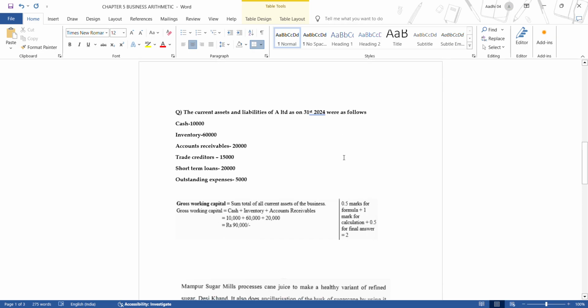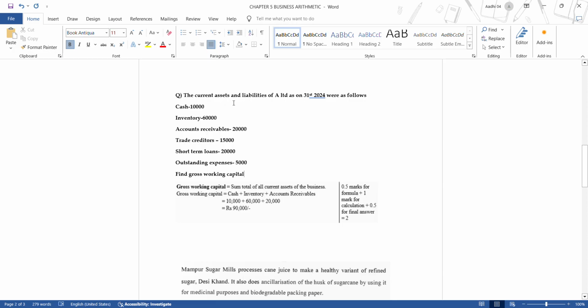Now the next question is about to find gross working capital. Now in this question, there are current asset and current liabilities of A Limited being stated as follows. So cash is 10,000, inventory 60,000, accounts receivable 20,000, trade creditors 15,000, short-term loans 20,000, outstanding expenses 5,000.